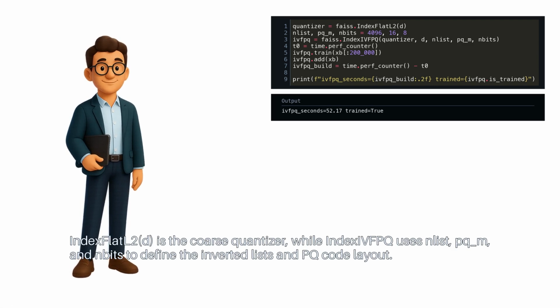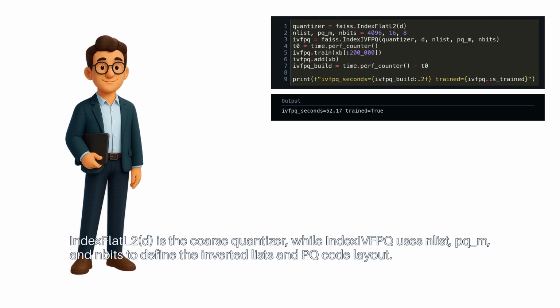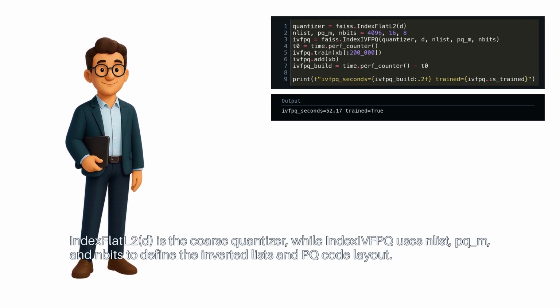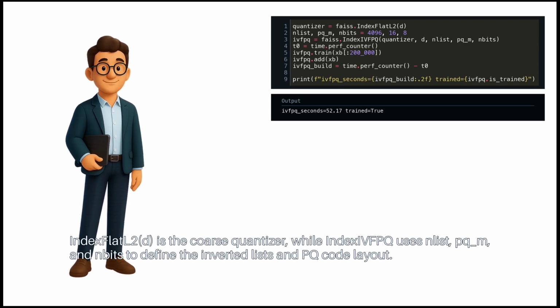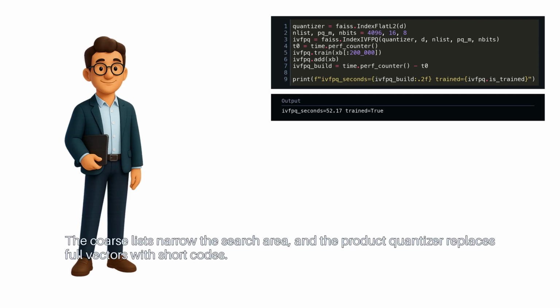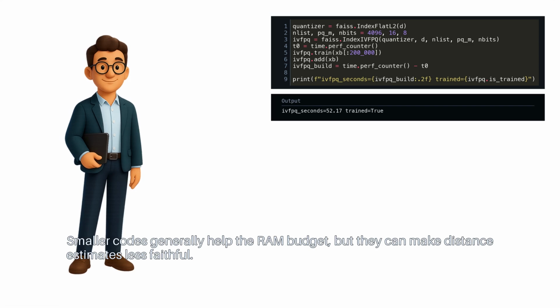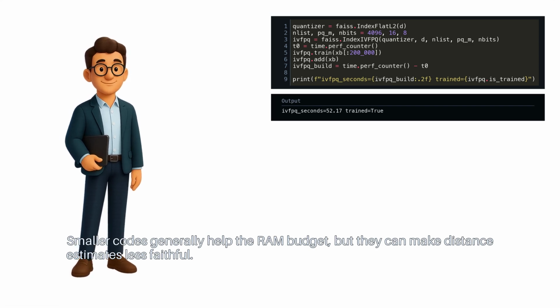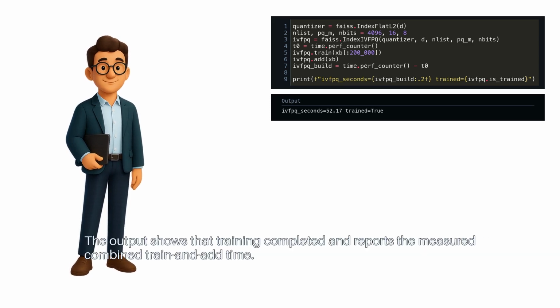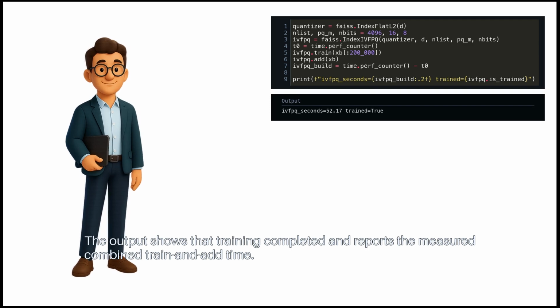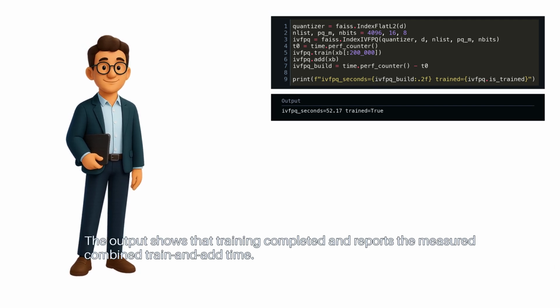IndexFlatL2 d is the coarse quantizer, while IndexIVFPQ uses nlist, PQ M, and nbits to define the inverted lists and PQ code layout. The coarse lists narrow the search area, and the product quantizer replaces full vectors with short codes. Smaller codes generally help the RAM budget, but they can make distance estimates less faithful. The output shows that training completed and reports the measured combined train and add time.